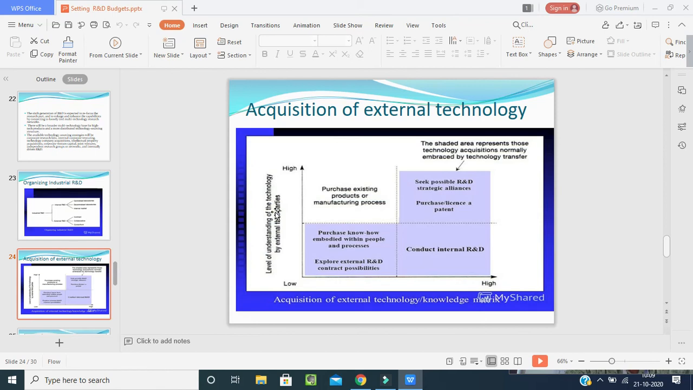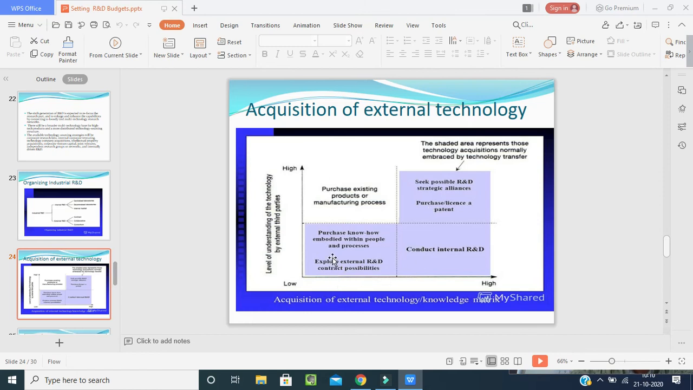This is the level of understanding of the technology by external third parties: low, high, and high. Purchase an existing product or manufacturing process. When purchasing an existing product or manufacturing process is good, then the product will be high and the risk is very low. Coming to seek possible R&D strategic alliances and purchase license of a patent, here the understanding of technology will be high, and the knowledge will also be high. The shaded area represents those technology acquisitions normally embraced by technology transfer. This is the main thing.